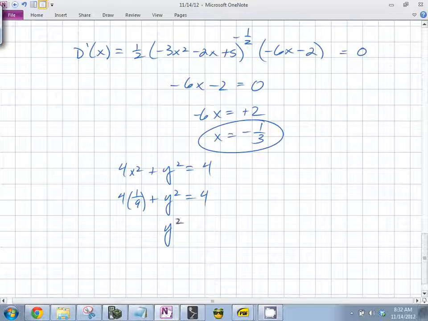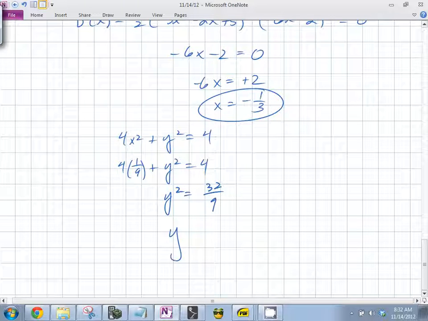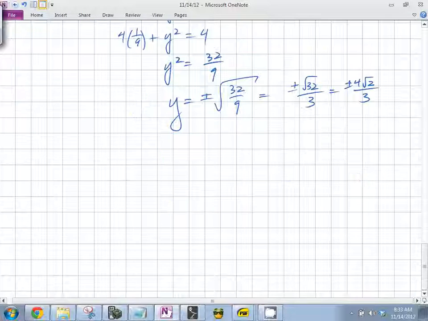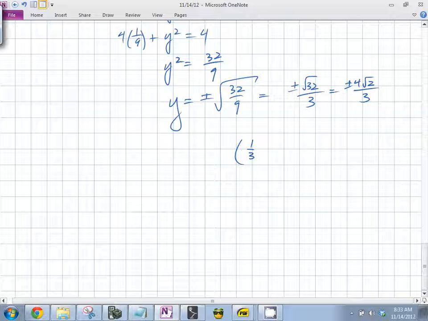32/9. Is that correct? Right? 4 times 9 is 36. 36 minus 4 is 32. So what does y equal? Tell me what y equals. Plus or minus the square root of 32 over 3. So you can say plus or minus root 32 over 3. Can you break down 32? Yes. 4 root 2. So it's plus or minus 4 root 2 over 3. So how many points are there on this? There's 2 of them. There's negative 1/3 comma 4 root 2 over 3. And what else? Negative 1/3 comma negative 4 root 2 over 3.